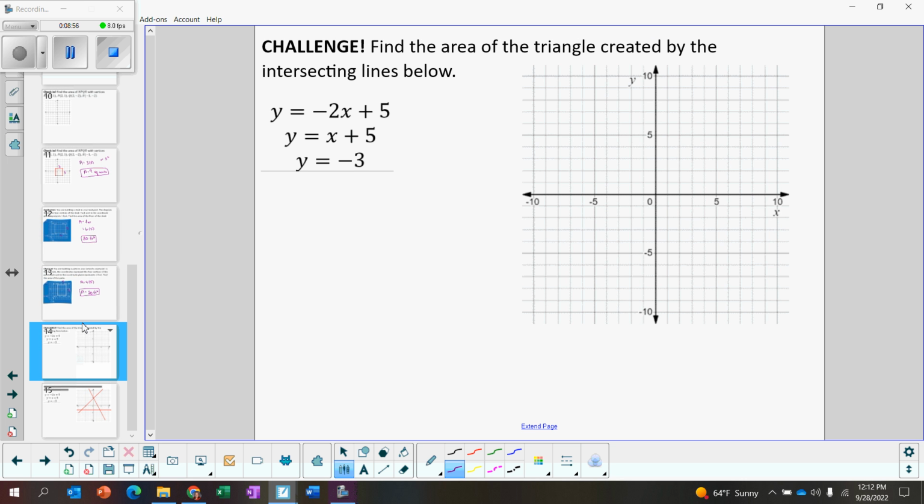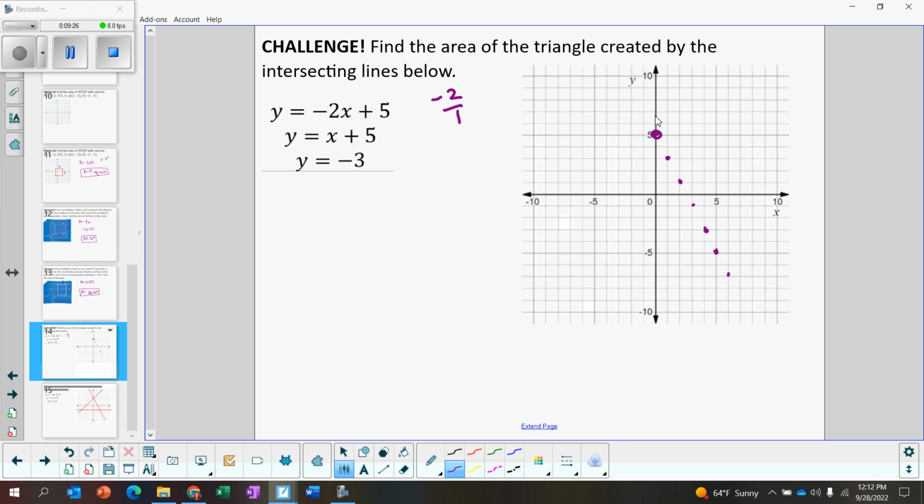So our challenge problem is asking to find the area of the triangle created by intersecting these lines below. So each one is written in what we call slope-intercept form. The number at the end is the y-intercept, so negative 2x plus 5 would be a 5 y-intercept. And then the number in front of the x's is the slope. So negative 2 is really negative 2 over 1, which means down 2 for negative 2, to the right 1. And we would keep doing that and keep making our line by going down 2 to the right 1.